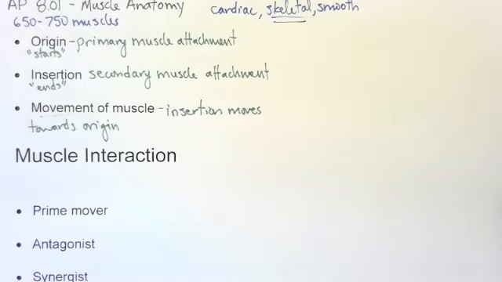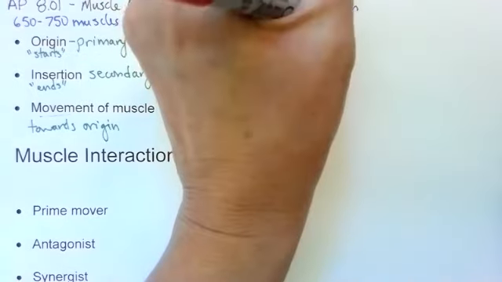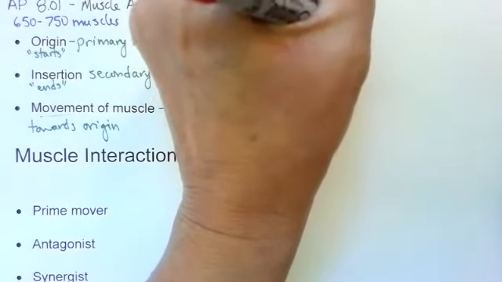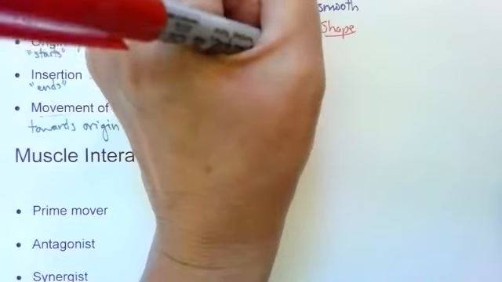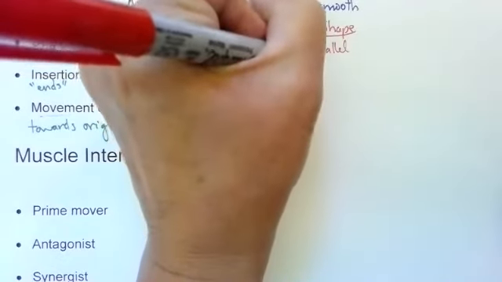We're only going to learn about a half dozen origin insertions, and several of them are going to be on the head and neck. Another way we can group muscles is by shape. So we can look at the shapes of muscles, and the most common shape is what's called a parallel muscle, a parallel arrangement.